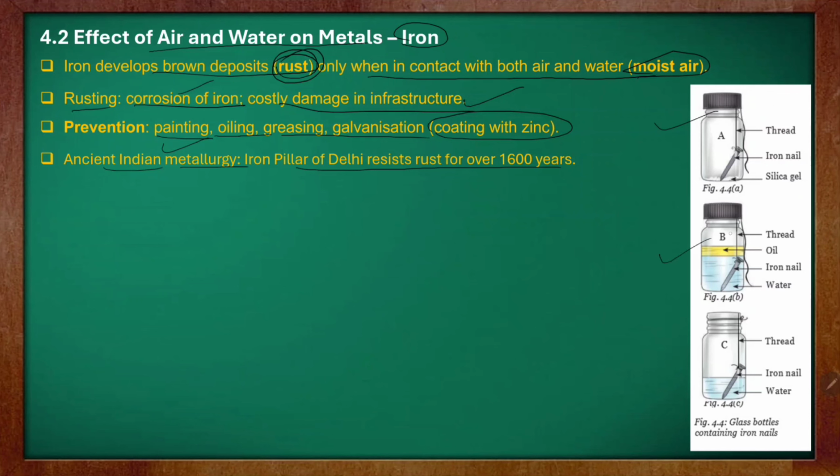This oil is being kept here so that air doesn't come in contact with water. Here there is both air as well as water. The nail is half immersed in water and half in air, and the lid is open here. That means rusting happens only in this case. Rusting, the brown deposit, happens only when the nail comes in contact with both air and water, that is, moist air.